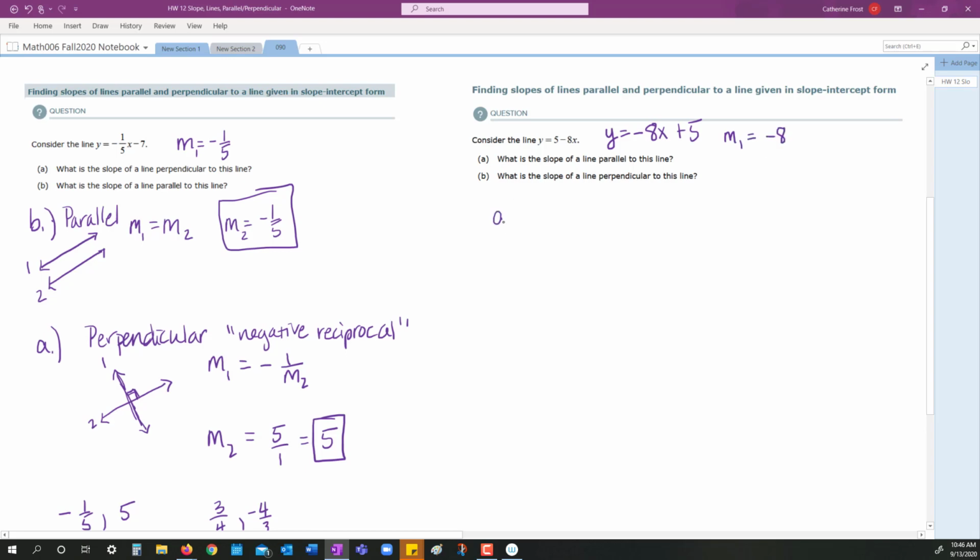So I'll go in order, and they happen to have switched the order. A parallel slope, the slope of any line parallel, is always just the same. So that's the easier one. And then the slope of a line perpendicular would be, switch the sign, so it'll be positive, and then flip it: 1/8.